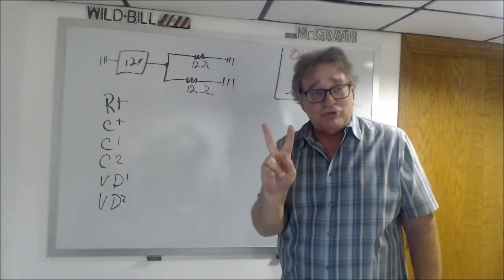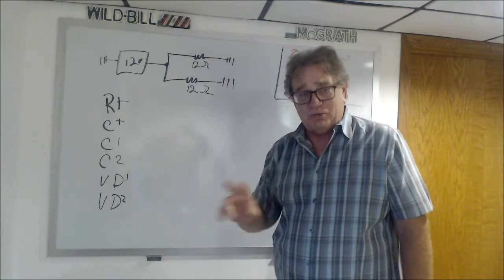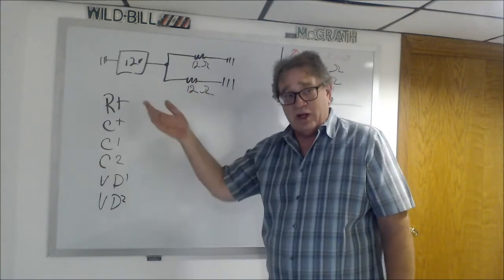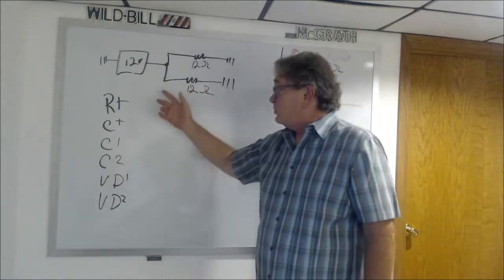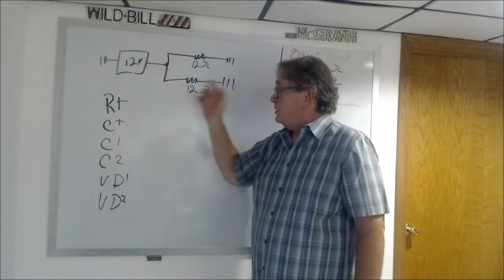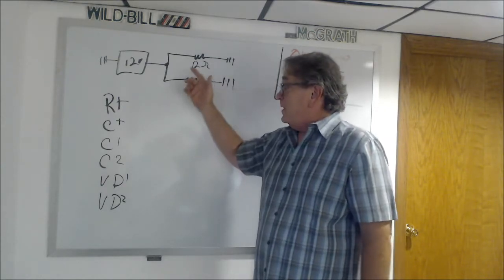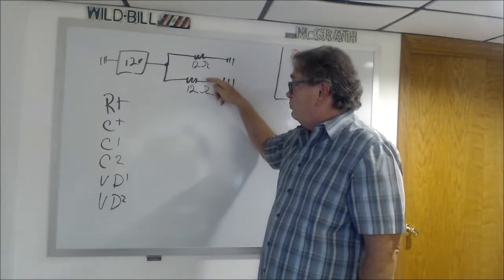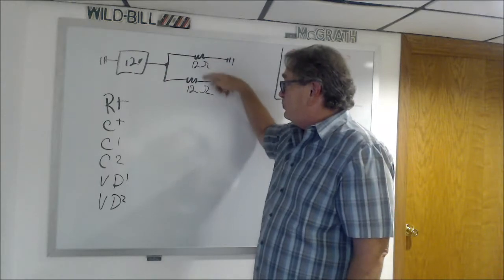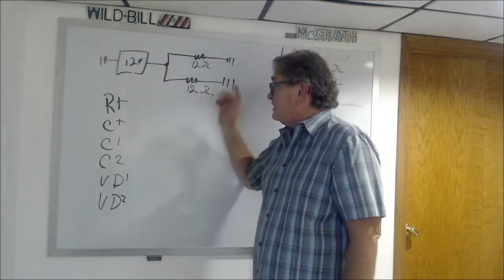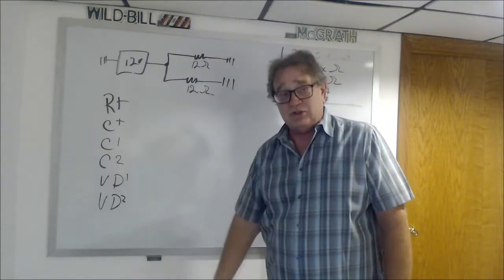I'm going to show you two different ways to do this, but I'm going to show you the easier way first off. Now, in a series circuit, amperage is the same through the entire circuit, but that's not the case with the parallel, okay? In a parallel circuit, the amperage can be different on the two different legs. On this particular one, it's the same because the resistance is the same.